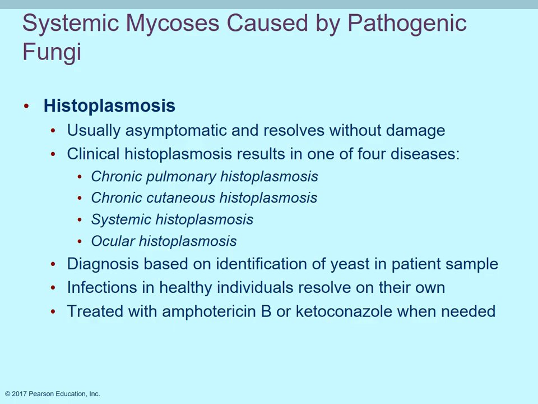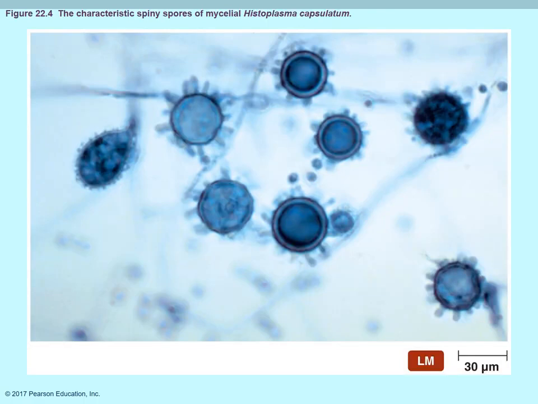For most healthy individuals, it's going to be asymptomatic and basically run its course and you'll be fine. There are a couple of diseases that can be caused, mainly in individuals who are somewhat immunocompromised. There are some drugs that can be used to treat it if the infection is more severe. And this is what the spores look like.